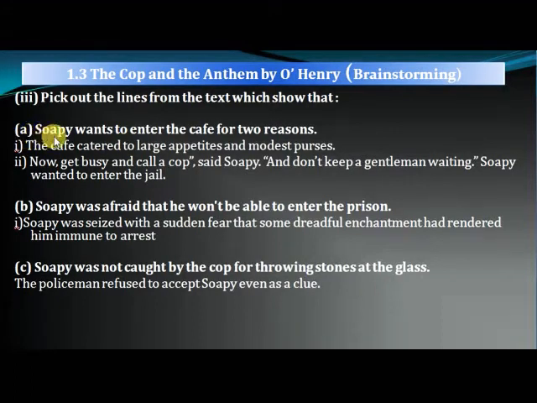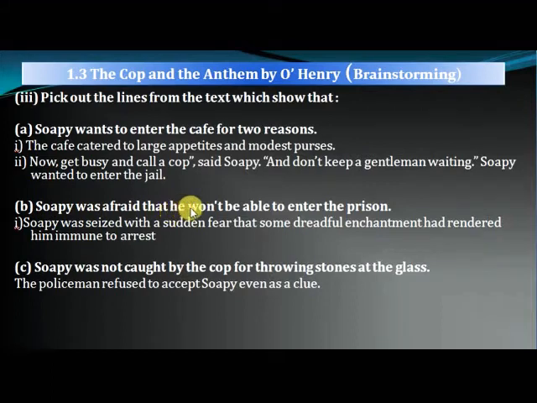The first is given. Sophie wants to enter the cafe for two reasons. The first reason is that the cafe catered to large appetites with modest purses. That means people could afford it. Second, "Now get busy and call a cop," said Sophie, "and don't keep a gentleman waiting." Sophie wanted to enter the jail. So here are two reasons. First, he wanted to eat a full tummy, since he had a little money. And second, he wanted to get arrested.